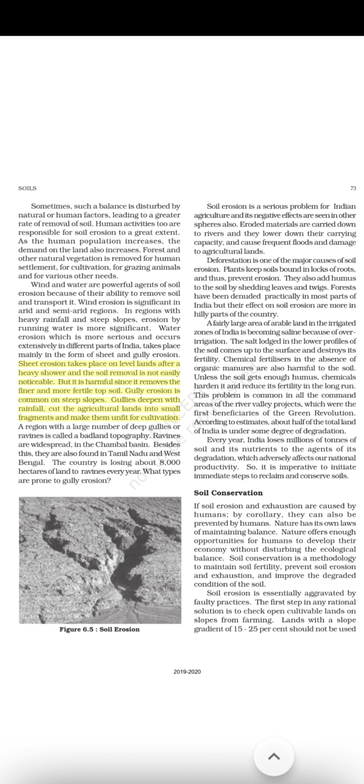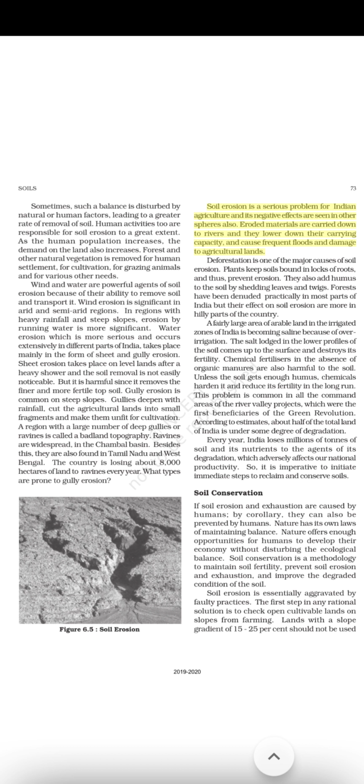Gully erosion is common on steep slopes. Gullies deepen with rainfall, cut the agricultural lands into small fragments and make them unfit for cultivation. A region with a large number of deep gullies or ravines is called a badland topography. Ravines are widespread in the Chambal Basin. Besides this, they are also found in Tamil Nadu and West Bengal. The country is losing about 8,000 hectares of land to ravines every year. What types are prone to gully erosion?